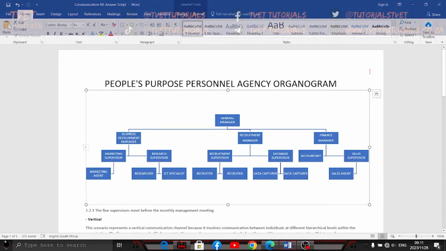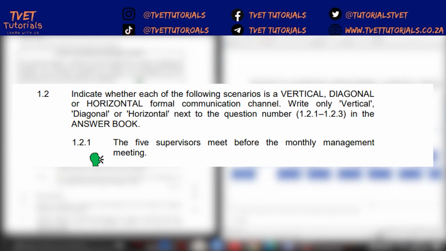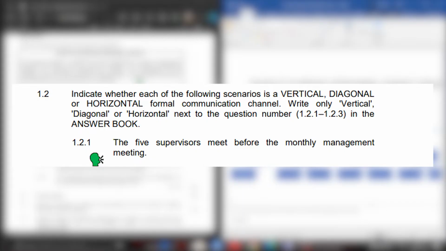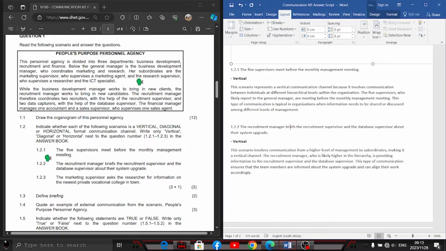So that is that. Let's go ahead to the next question, right? It says indicate whether the following scenarios is a vertical, diagonal, or horizontal formal communication channel. Write only vertical, diagonal, or horizontal next to the question number in the answer book, right? So our first scenario says the 5 supervisors meet before the monthly management meeting, right? So we basically need to determine if this scenario is a vertical, diagonal, or horizontal formal communication channel, right?